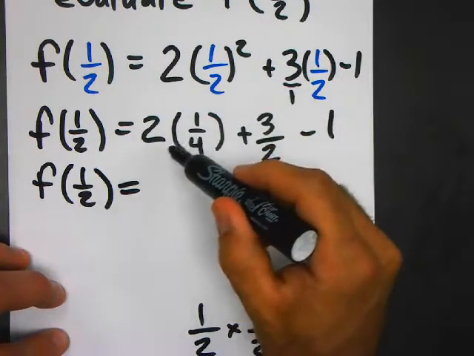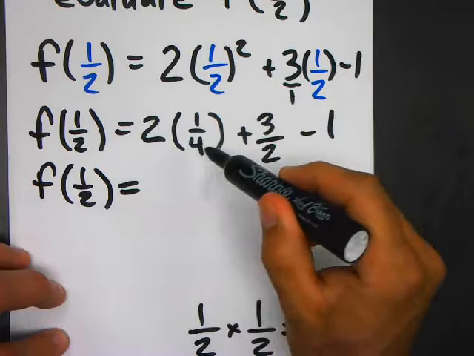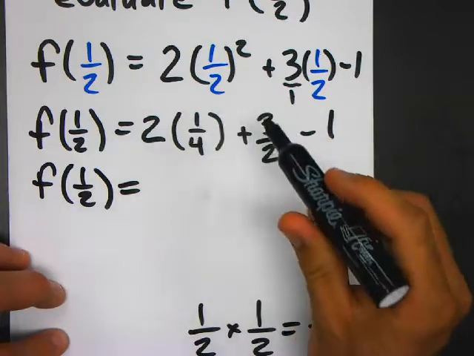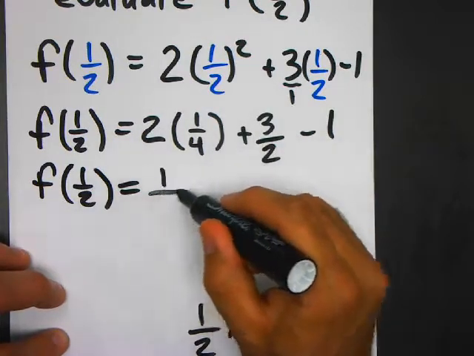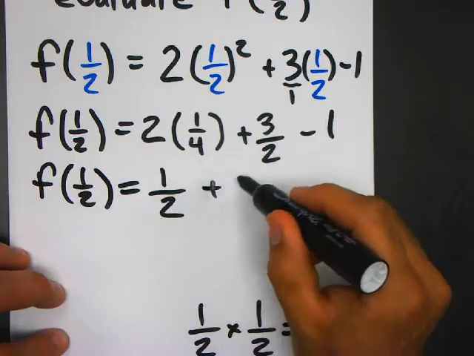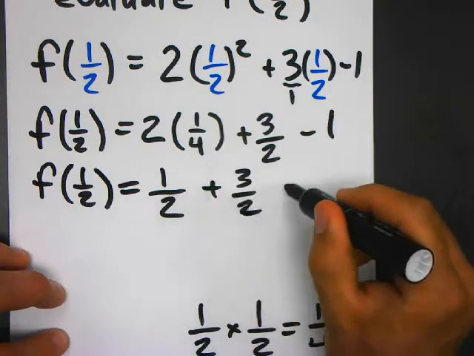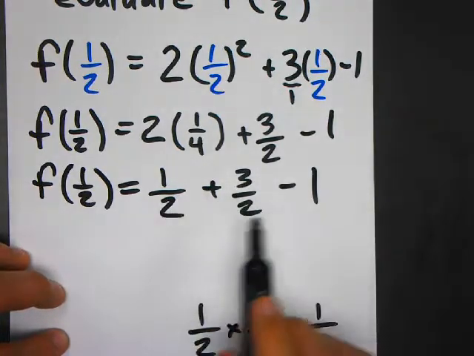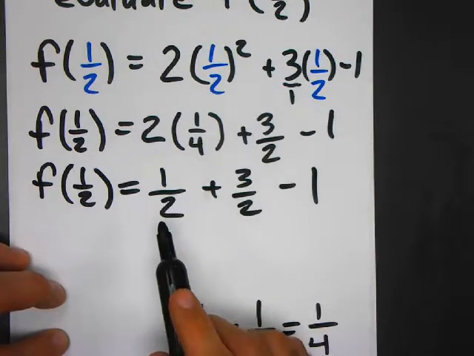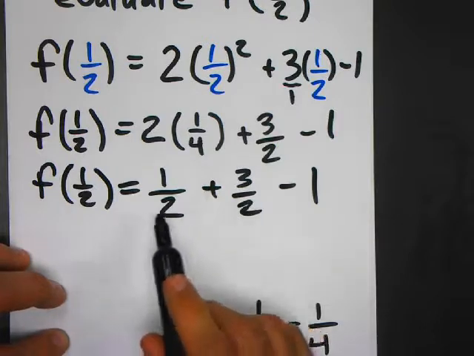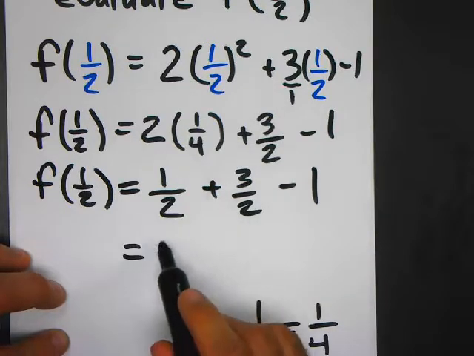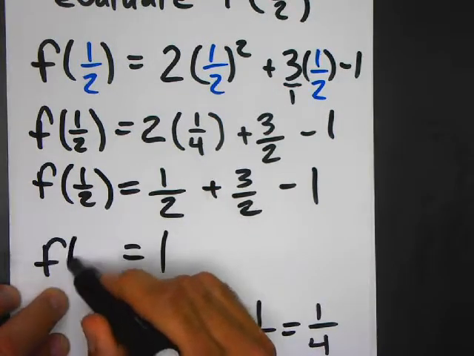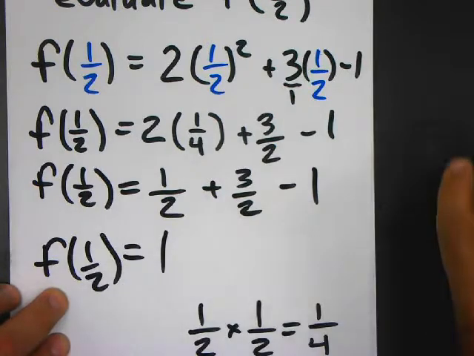1 is, there's a little 1 under there. 1 times 4 is 4. So you get 2/4, which is a half. So this whole thing goes to half, plus 3/2 minus 1. Half plus 3/2 is 4/2. 4/2 is just 2. And 2 minus 1 is 1. So we get f of 1/2 is equal to 1.